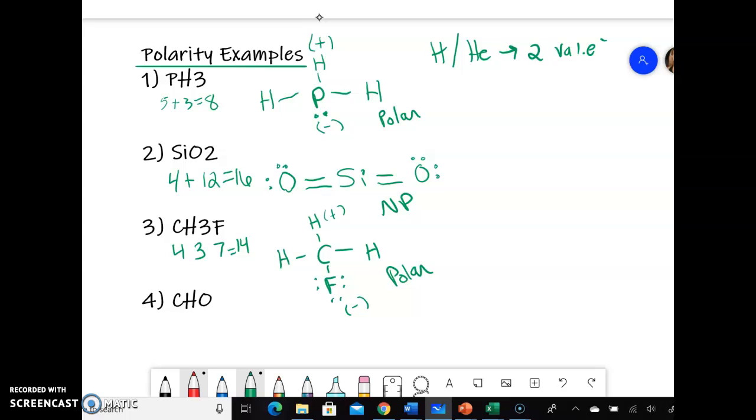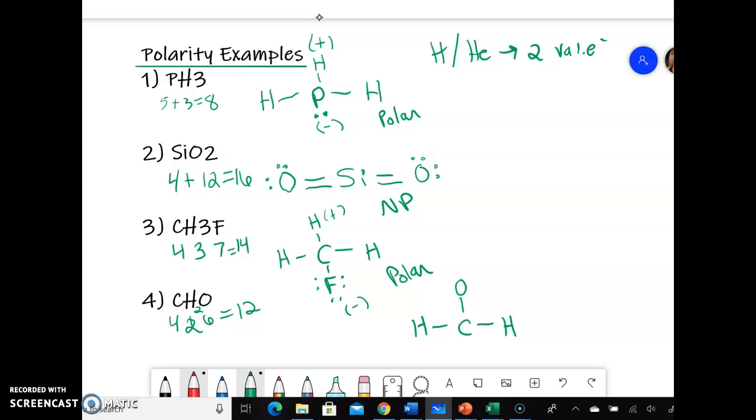All right, we've got one more. So carbon is 4, hydrogen is 1, oxygen is 6. That gives us, that should be a 2. It should be CH2O. And so that gives us 12 electrons. So we're going to put C in the middle. We've got 2 hydrogens and an oxygen.